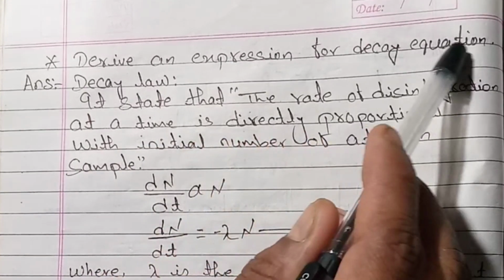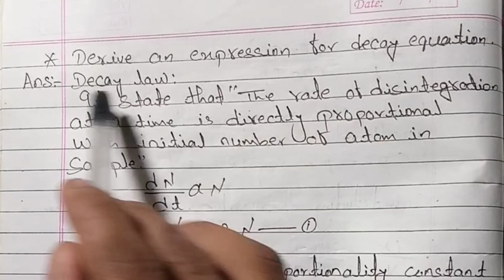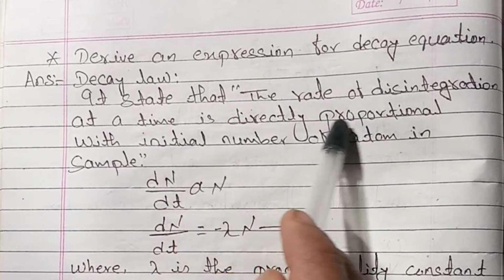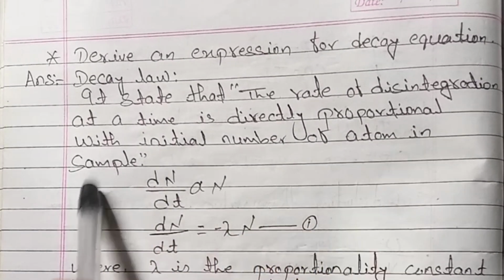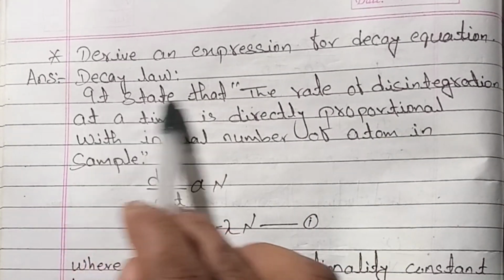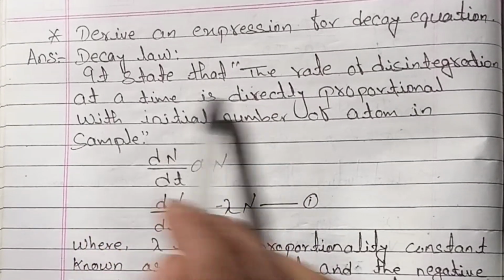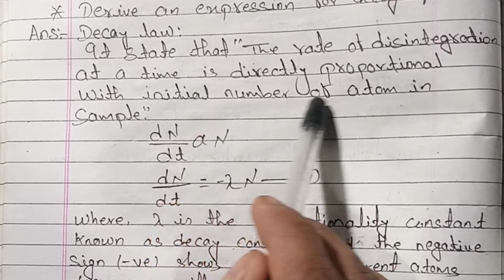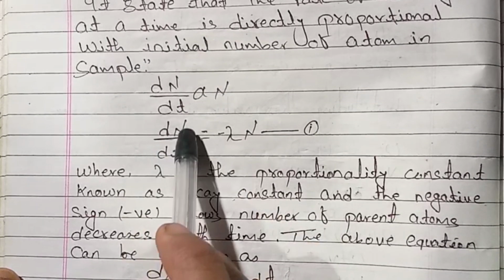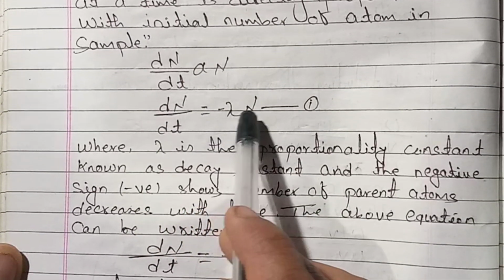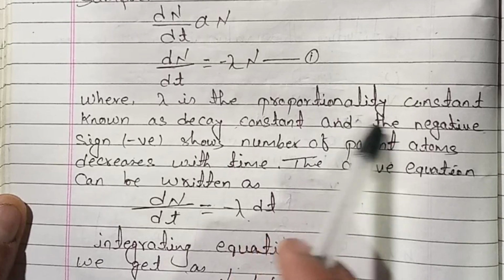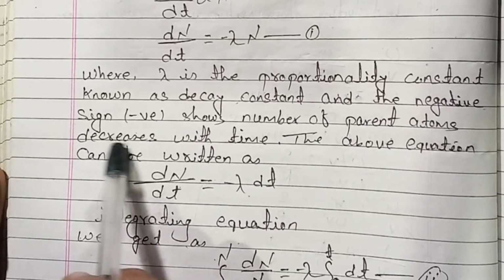Derive the expression for the decay equation. The decay law states that the rate of disintegration at a time is directly proportional to the number of atoms present in the sample. dN by dt is proportional to N, so dN by dt is equal to minus lambda N, equation number 1, where lambda is the proportionality constant known as the decay constant, and the negative sign shows that the number of parent atoms decreases with time.